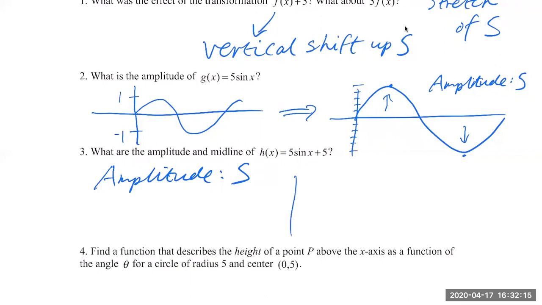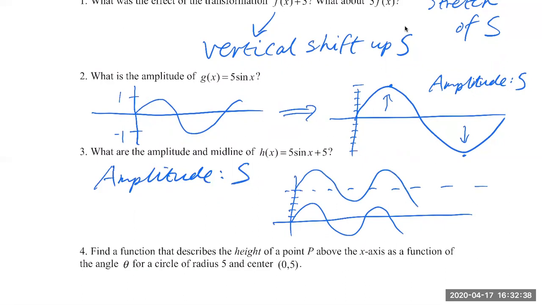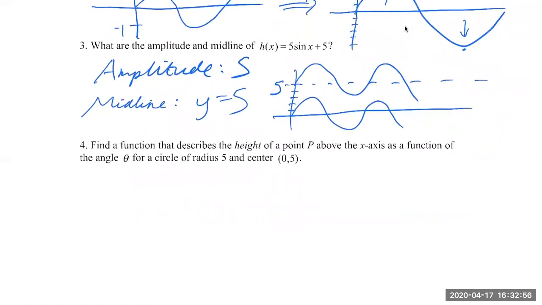So if we're thinking about the sine function, the center of that function is its midline. And that means while the original function would have had a midline at 0, the new function now has a midline at 5. So the amplitude of this transformed function would be 5, and the midline would be y equals 5.